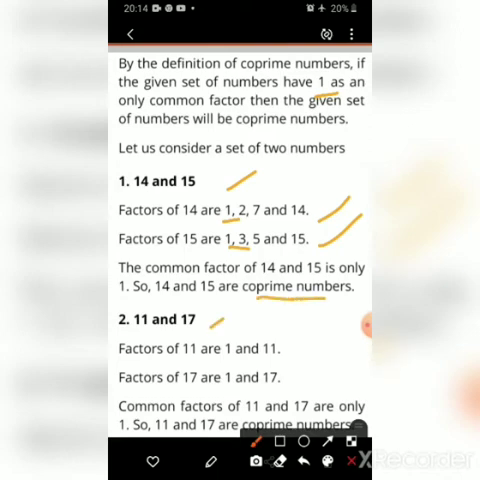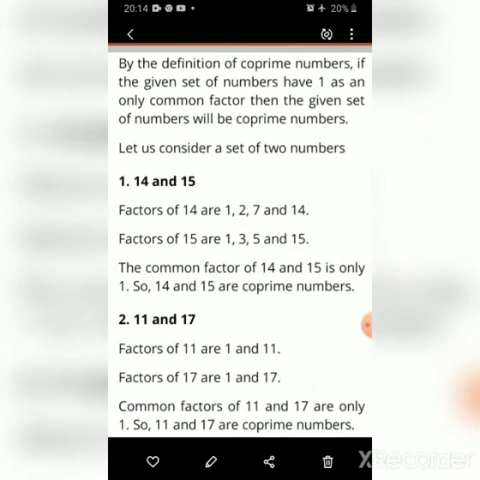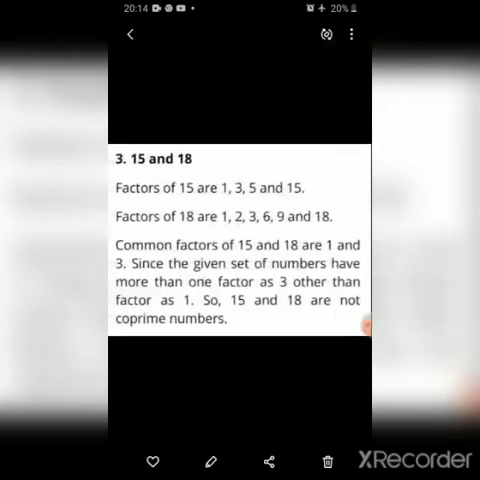Next one, 11 and 17. Factors of 11: 1 and 11. Factors of 17: 1 and 17. What is the common here? 1. Means 11 and 17 have only one common factor. So 11 and 17 are co-prime numbers.